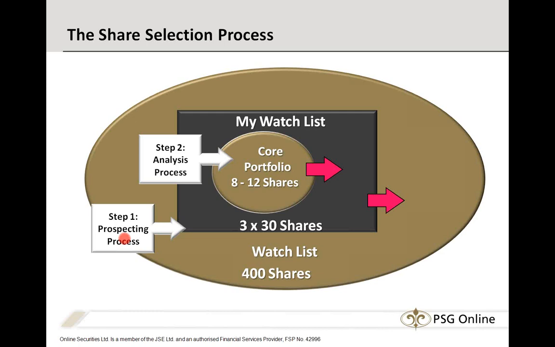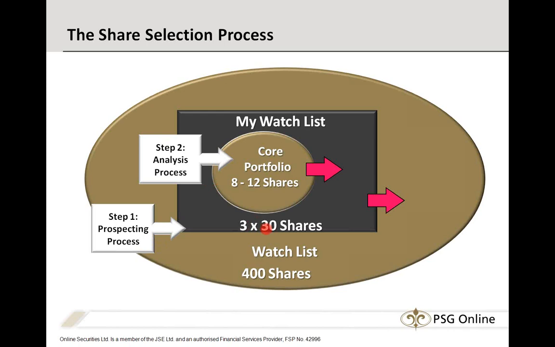The idea of that initial list of shares is to create a watch list. Now that watch list, that's where the website comes in handy. On our website, we allow you to create 3 different watch lists, 30 shares maximum in each. But you don't have to have 30 shares in each. I suggest you make that list smaller. The smaller the list, the better, more manageable.